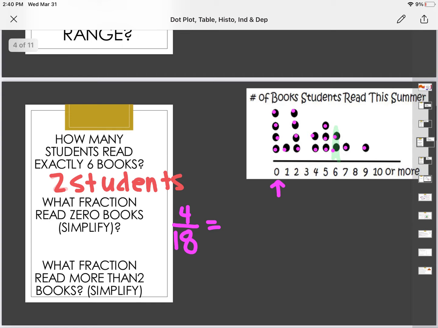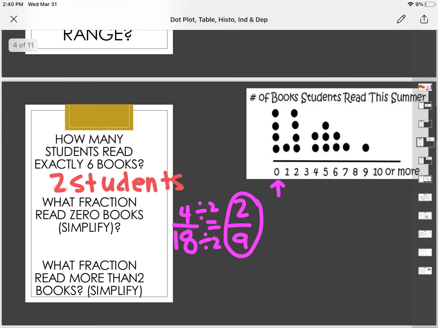So we've got to look at 4 and 18 and find our greatest common factor. Our greatest common factor between the two would be 2. We can divide 4 by 2, and we can divide 18 by 2. And when we do that, we will get our final answer, which is 2/9. So 2/9 would be the fraction of students that read 0 books.